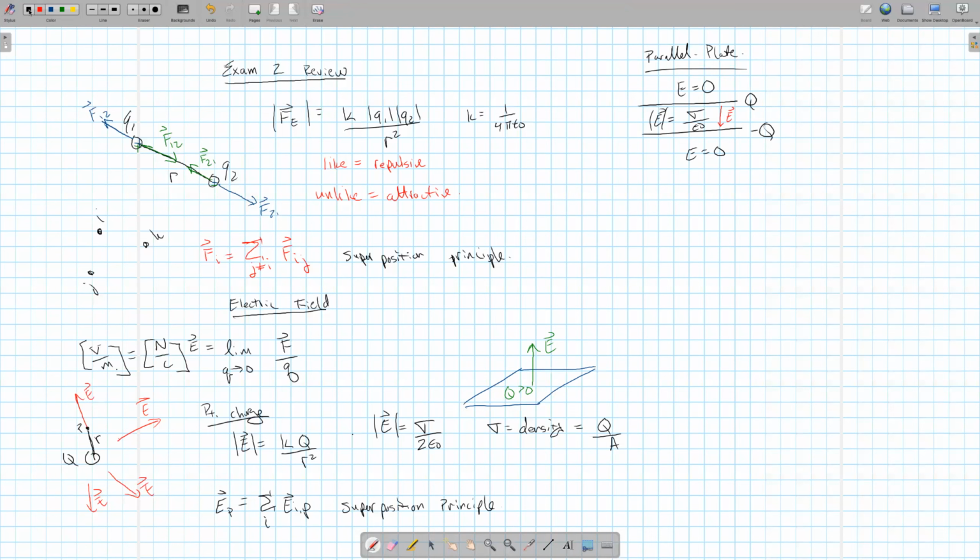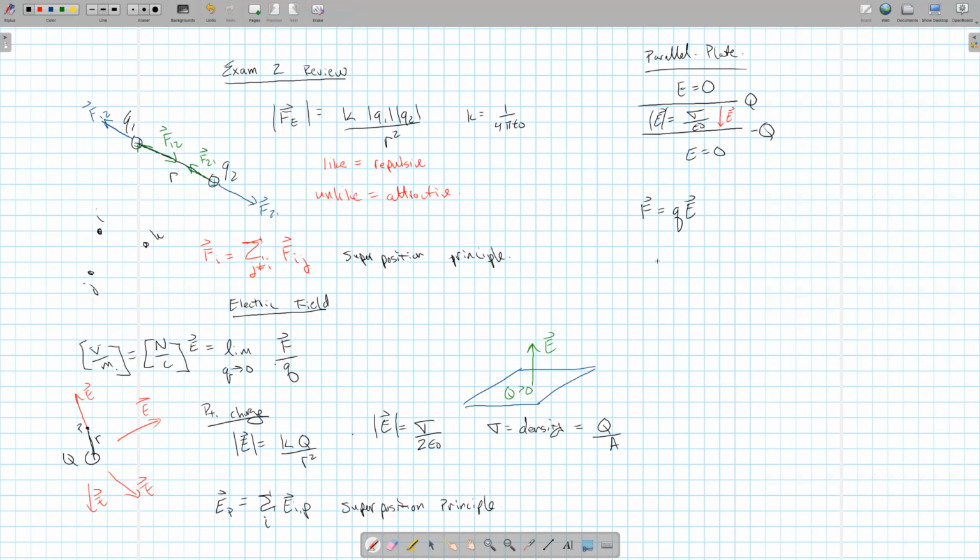The last thing we talked about was that this works both ways. If we know the force, we can find the electric field by plucking out the charge at that particular point. Conversely, if I know the electric field at any point, I can find the force by simply multiplying by the charge. So the force is also equal to the charge times the electric field at any point in space.